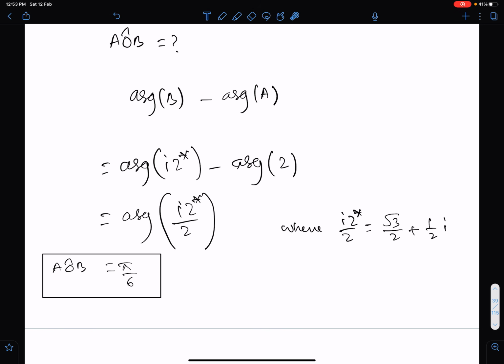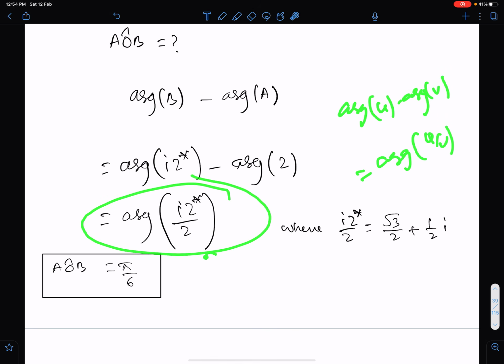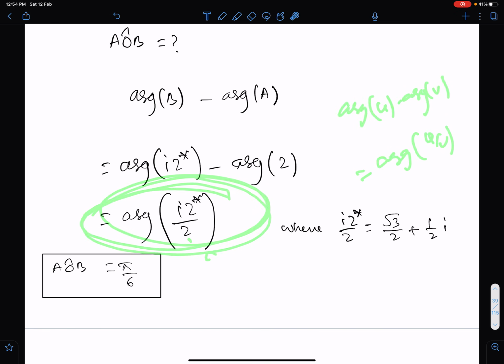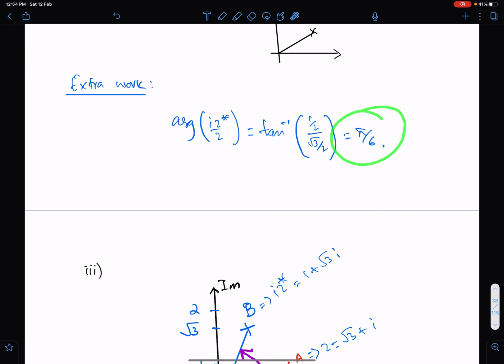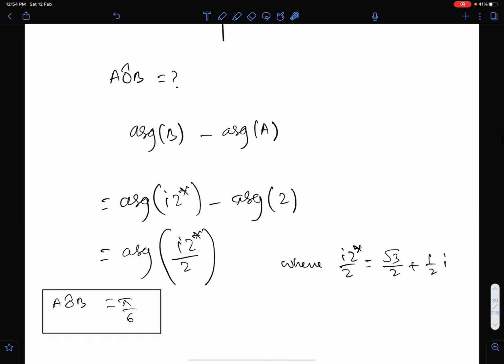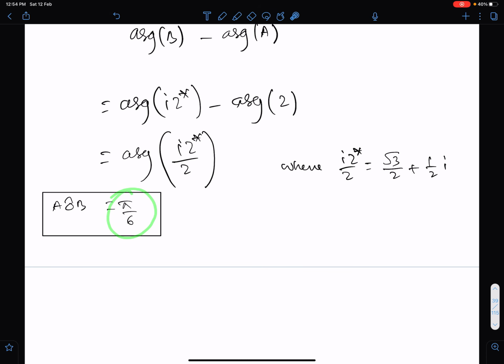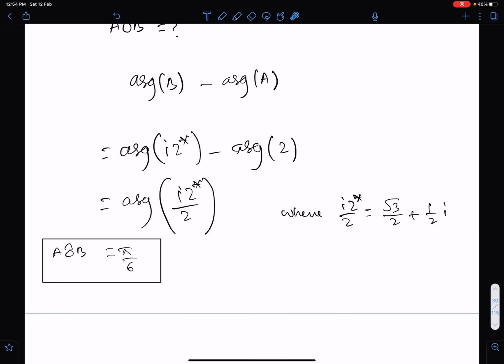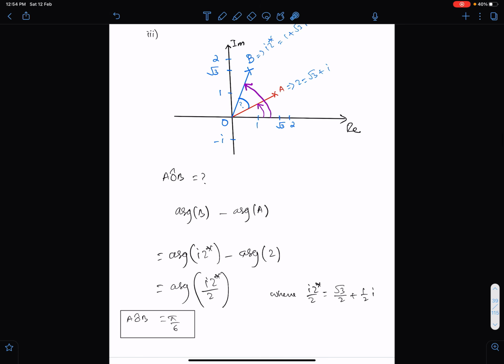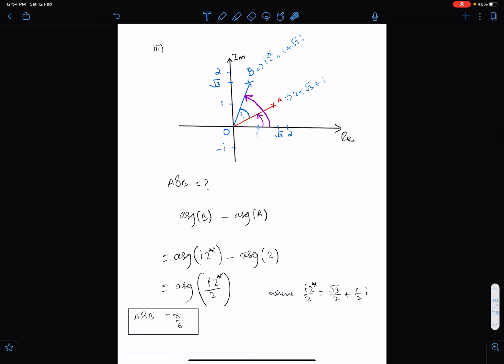Now use the property. This is what I was saying. Do use this property of argument: argument u minus argument v is equal to argument u upon v. Like this. And then state the answer of this, which you did in the last part. The answer of this is pi by 6. So this is the way of using the properties of argument. This is just one way, but a very important way. You must be good at these types of questions.